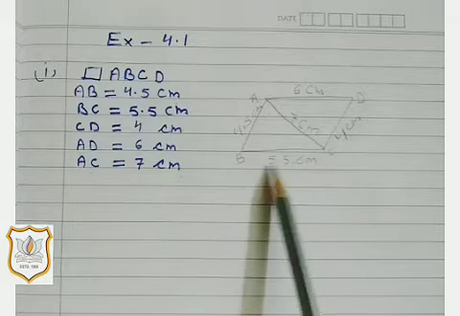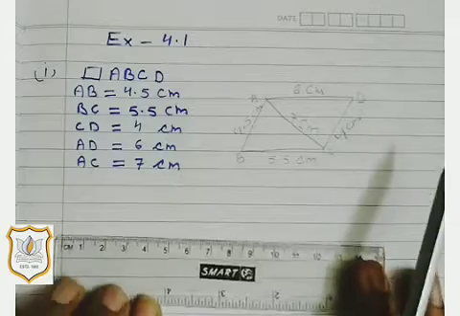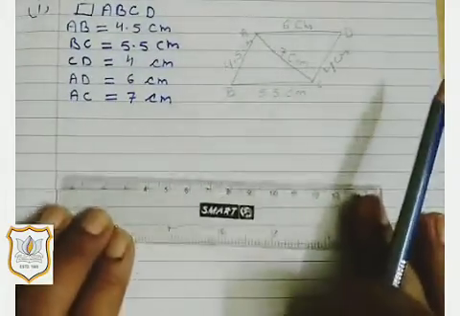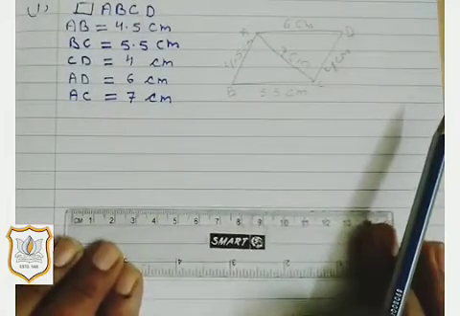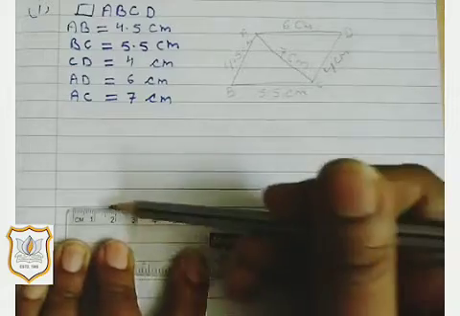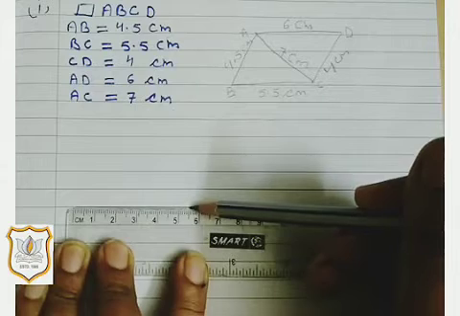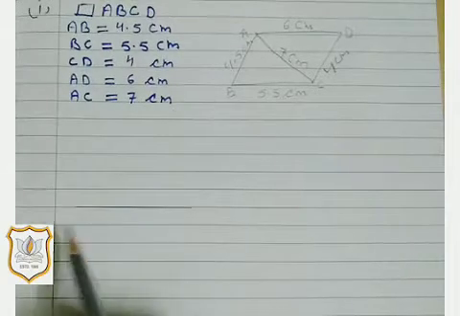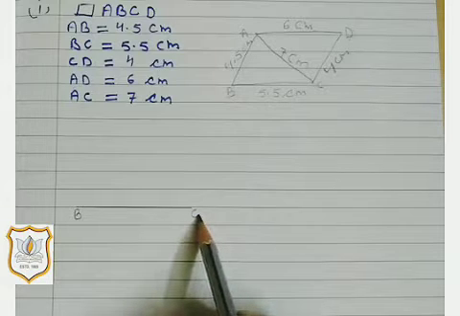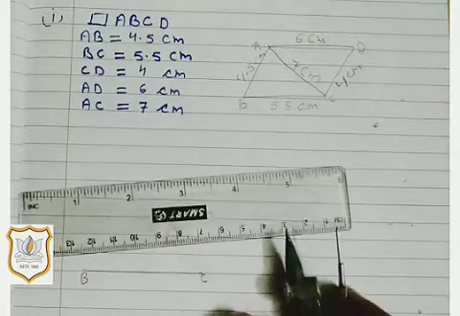Base is BC and BC is 5.5 centimeter. So we draw a line segment. This is 5.5 centimeter. Students, you can see this is 5.5 centimeter and this is BC. We write BC.